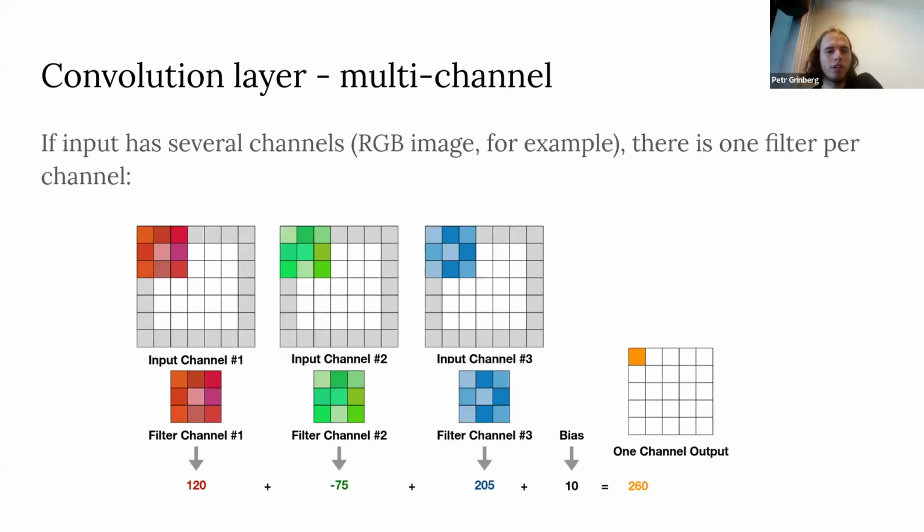Yeah, so if you have several channels, for example an RGB image, there is one filter per channel. So you have one filter for the red channel, one filter for the green channel, one filter for the blue channel. You apply the GIF from the previous slide on each channel independently, calculate one number here, one number here, one number here, you sum it, and you may have a bias again, and you sum these three numbers with this bias, and you get one number. So from 3 channels, you have only one output channel here. So you use all 3 channels to calculate one output channel. Okay?